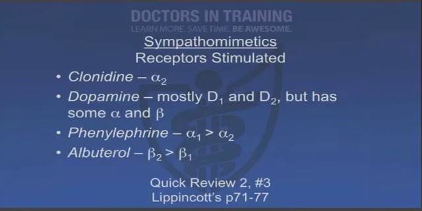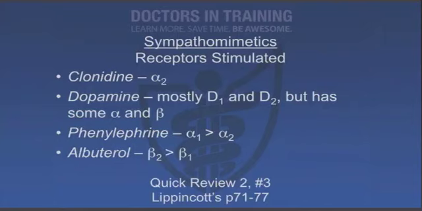Next. Which receptors are stimulated by the following sympathomimetics? So this is a tough question. It would be great if you can memorize all these, but at least if you can get the most important receptor that these medicines affect, that's probably good enough. Clonidine, alpha-2. Dopamine, mostly D1 and D2, but has some alpha and beta. Phenylephrine, alpha-1 greater than alpha-2.